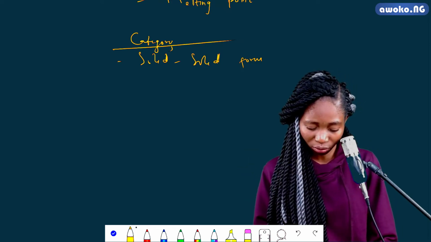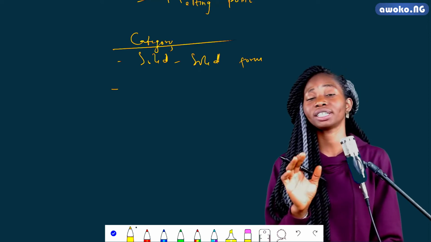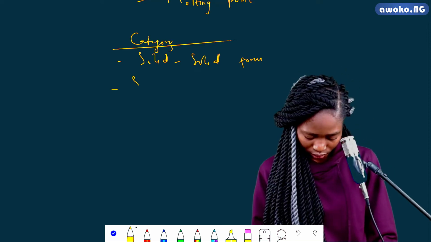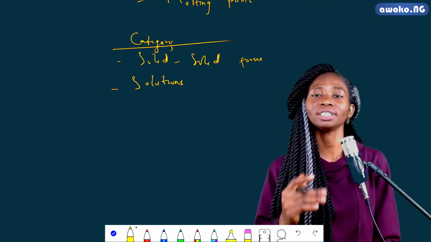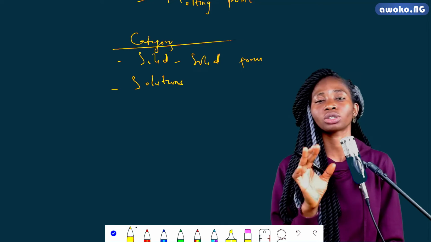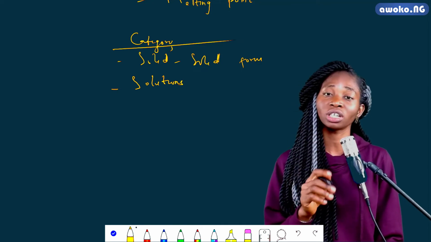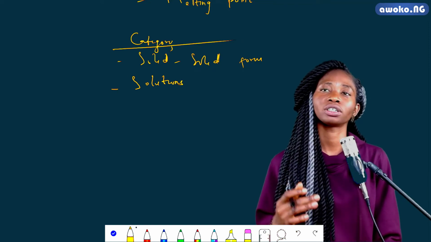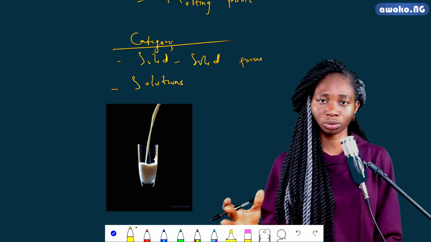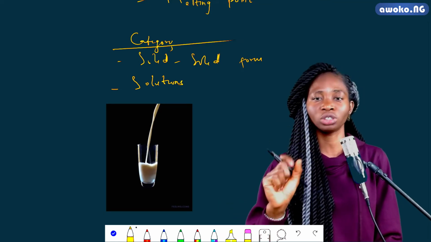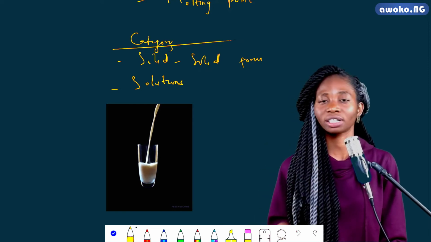Now we're looking at another category of separation techniques that actually help in separating solutions. These categories of methods or separation techniques help to achieve the separation of what? Solutions. So we could have a solution of milk and water. They are miscible, so they are homogeneous. Solutions are considered to be homogeneous substances.